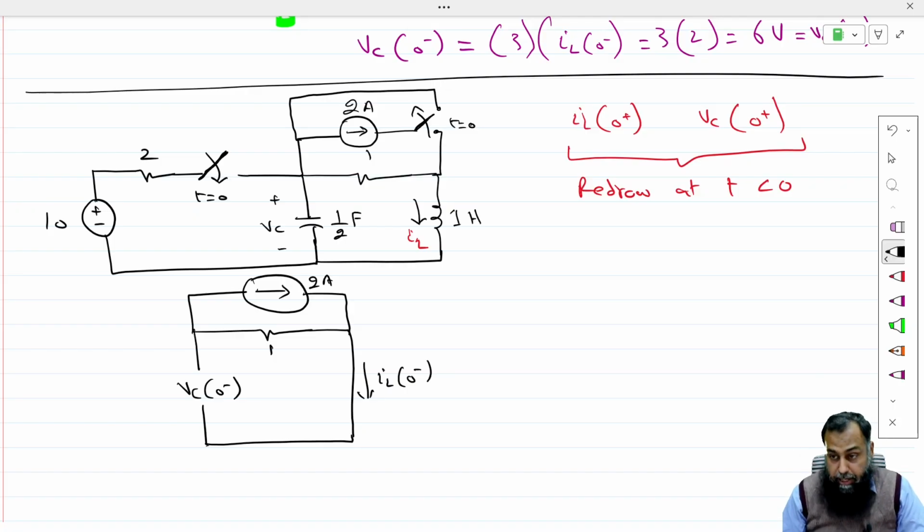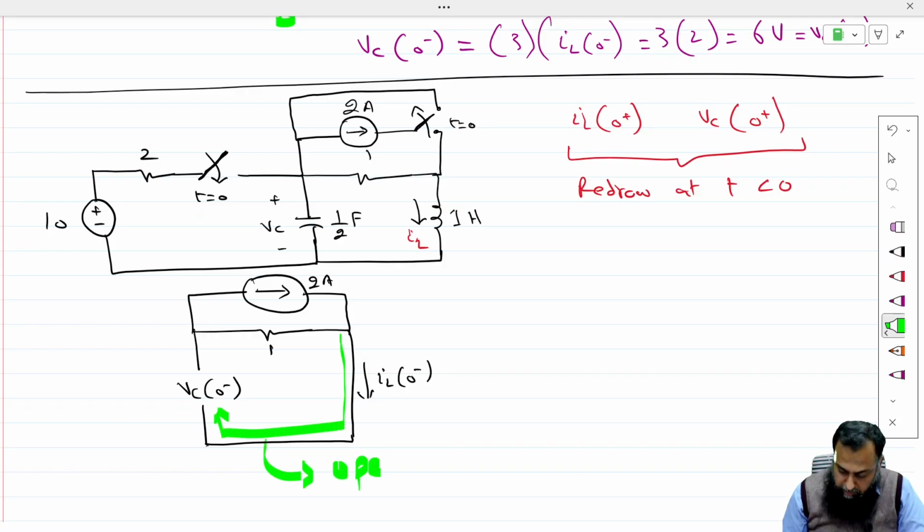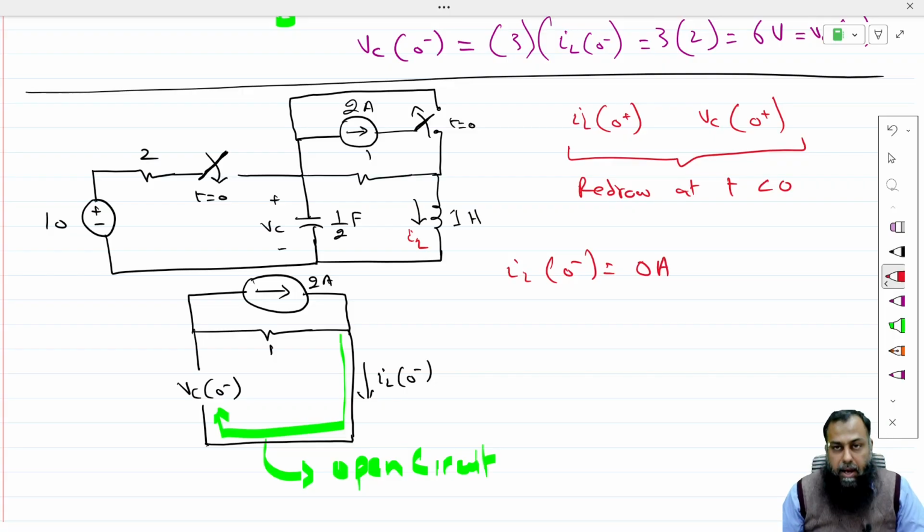As you can see, this path is an open circuit here. This is an open circuit. Therefore, this IL 0 negative is equal to 0 ampere, and that is also the IL 0 positive, the instantaneous current right after you close the switch.